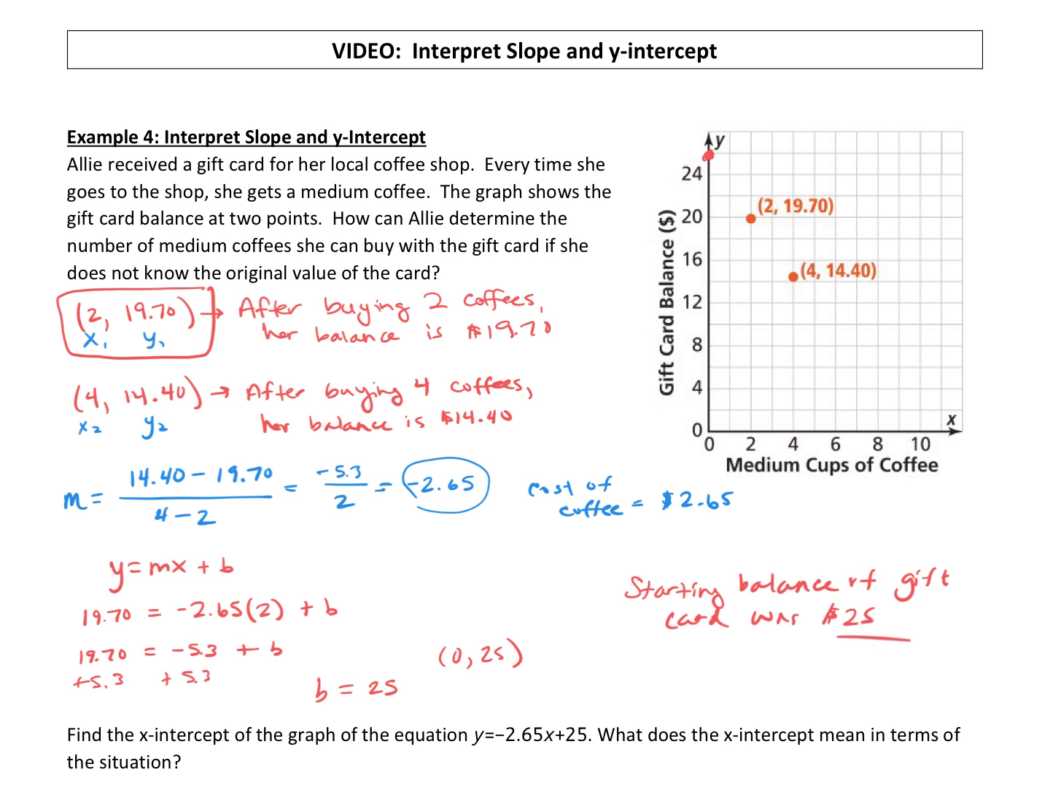All right, so the question is asking, how can Allie determine the number of medium coffees she can buy? Well, she has a $25 gift card. We said that the cost of a cup of coffee was $2.65, so we can just take her $25, divide it by the cost of a coffee, $2.65, and see how many she can get. If you take 25 divided by 2.65, you actually get 9.4333. So she can't buy a 0.4 cup of coffee, so we're going to round that down. She can buy 9 coffees with this gift card.